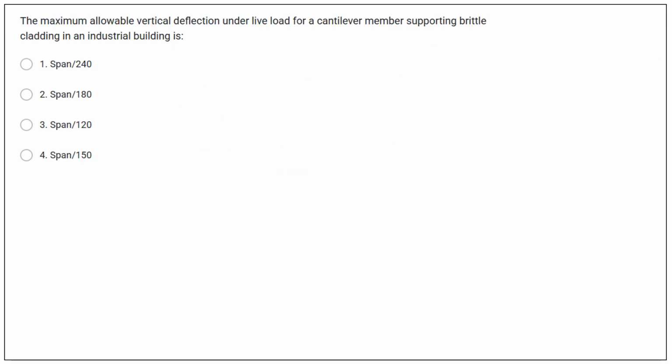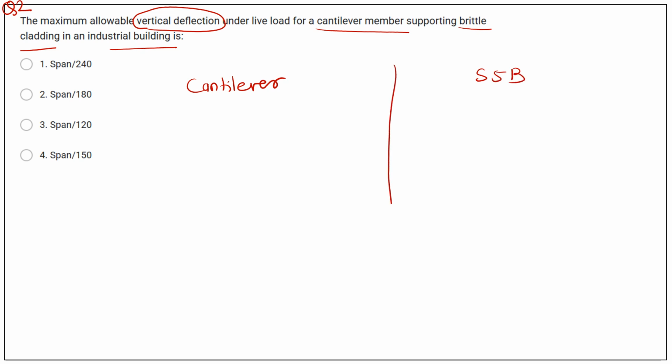Then next question, question number 2. The maximum allowable vertical deflection under live load for a cantilever member supporting brittle cladding in an industrial building. So for vertical deflection, here we consider two conditions. First one is cantilever beam, or cantilever member. Second one is simply supported member. Okay, in the case of cantilever and simply supported, the supports are different. So that's why the deflection in case of both beams is different. So for that, here we consider two conditions.